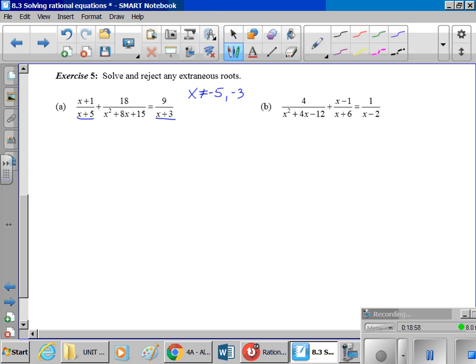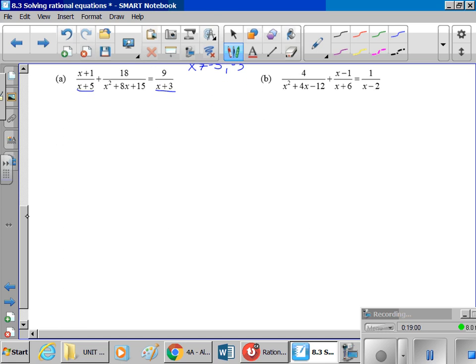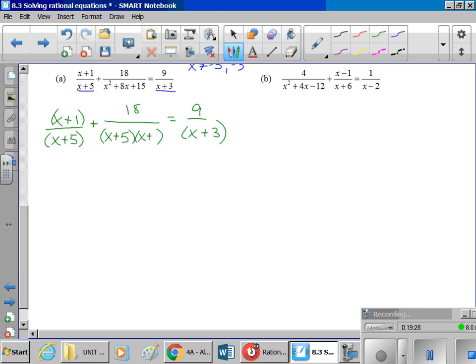This one I gave you a little bit more room on, so we can do a little work here. So x plus 1, I'm going to protect these for a reason. x plus 5, plus 18 over, and we're going to factor this, equals 9 over x plus 3. So surprisingly enough, guess what this factors into? x plus 5 and x plus 3. It's not a coincidence.